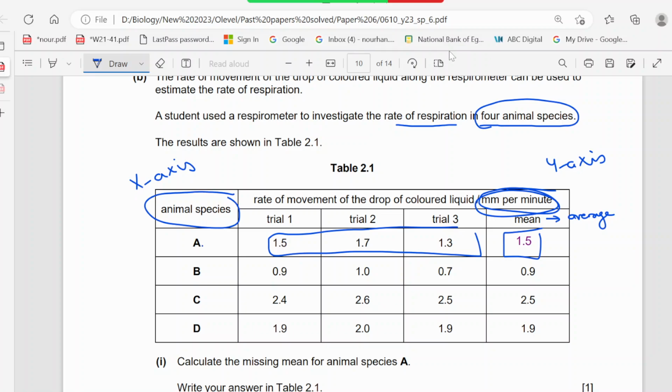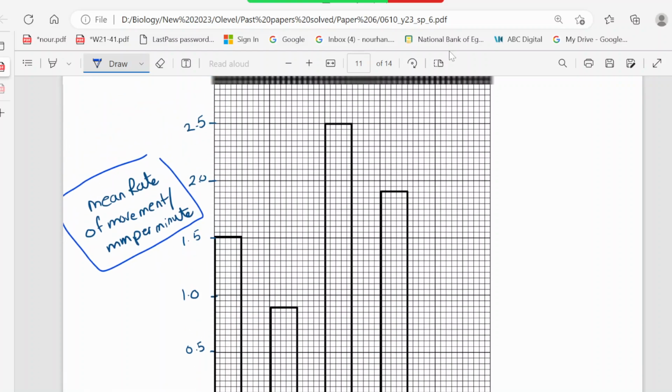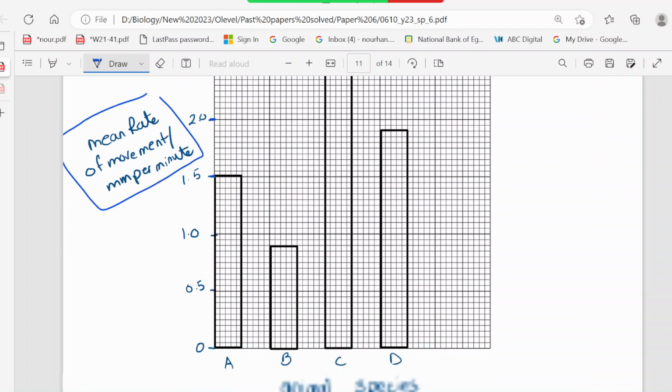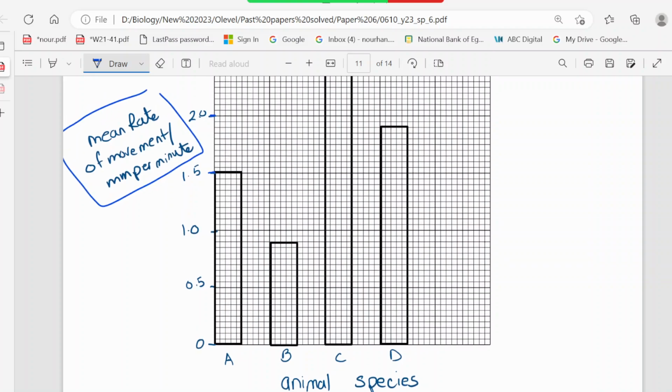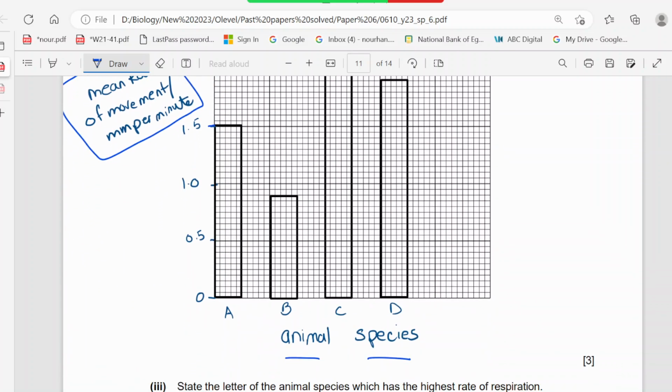And then you will draw one bar. First, you have to put a scale. My numbers go up to 2.5, so I put 0, 0.5, 1, 1.5, 2, 2.5. Don't forget to put the dashes to determine where exactly you put the number. And then draw the bars. Bar A had 1.5, here 0.9, here 2.5, and 1.9. Each bar has its letter below it. The bars should be equal in width, and the spaces between them should also be equal.